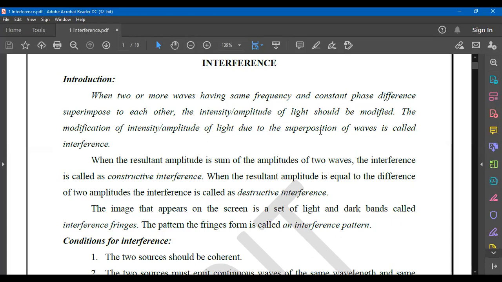When two or more waves having same frequency, this is for a mathematical simplification. And once again mentioning, the frequency need not be equal, but for our mathematical convenience, we are choosing same frequency and a constant phase difference. That means the phase difference between the two waves that are superpositioning with each other must be constant. The constant phase difference may be 0 or a non-zero value also.